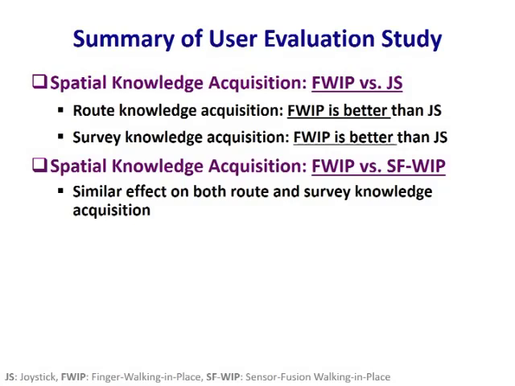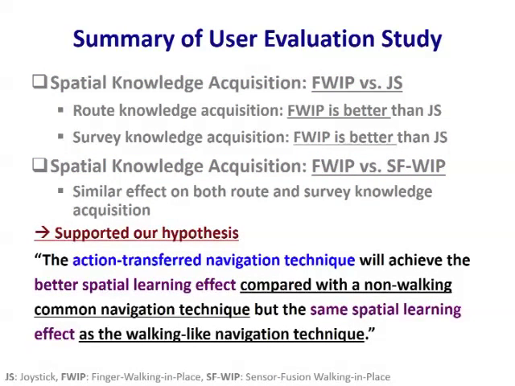Here is a summary of our evaluation study results: the FWIP technique is better than the JES technique for spatial knowledge acquisition, and the FWIP and SF-WIP navigation techniques showed a similar effect on spatial knowledge acquisition. Thus, we confirmed that these study results support our hypothesis.